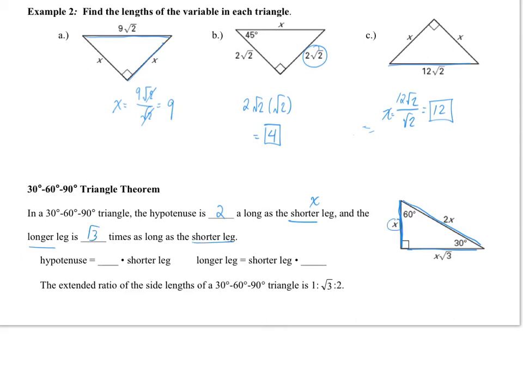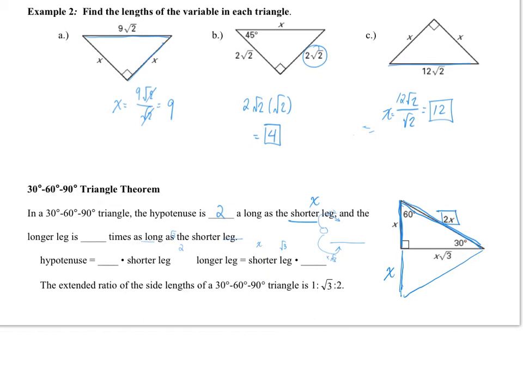So again, from x to the hypotenuse, we multiply by 2. X to the longer leg, we multiply by square root of 3. So again, hypotenuse equals 2 times shorter leg, and the longer leg equals the shorter leg times the square root of 3. To prove this theorem, we can take this triangle and draw the other half of it and form an equilateral triangle. So this would be x. So this obviously has to be 2x.